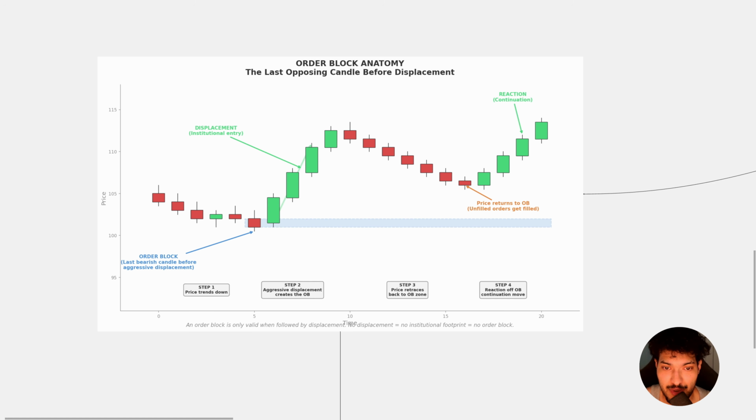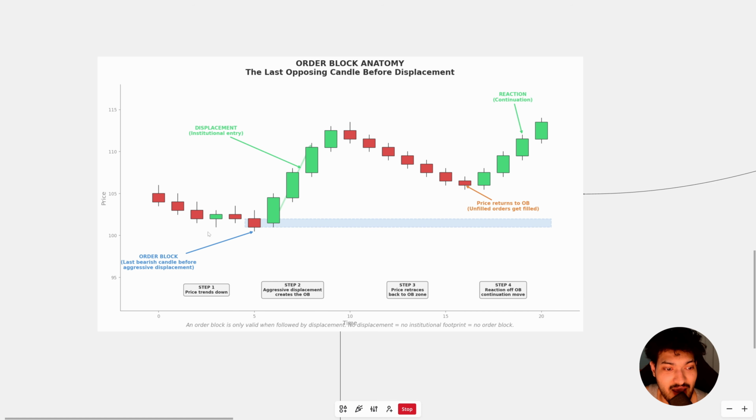When the institutions push price way too aggressively, they can't often fill their orders, right? And that leaves behind these imbalances. When price returns to that area, the remaining orders get filled, and then that pushes price in the direction that we want, or in whatever direction.